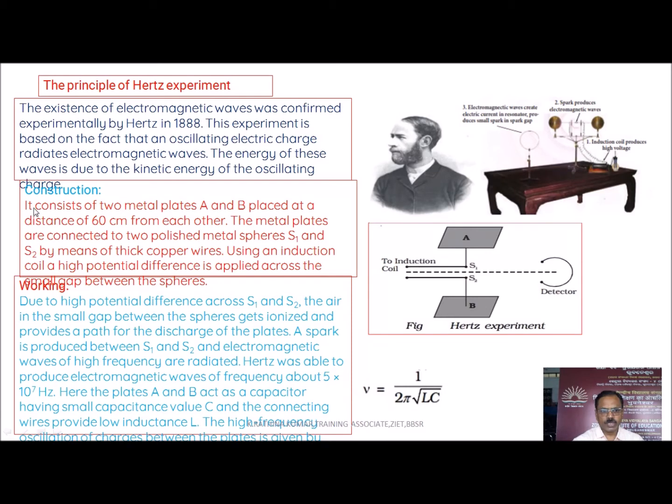The construction is shown here. It consists of two metal plates A and B placed at a distance, 60 centimeter from each other. The metal plates are connected to polished metal spheres S1 and S2. The spheres are polished because they are made of thick copper wires. Using an induction coil, a high potential difference is applied across the small gap between the spheres. So these spheres S1 and S2 are joined with the induction coil, which can produce high voltage. Then the charge will get charged, and the charge will be discharged at the pointed spheres S1 and S2.